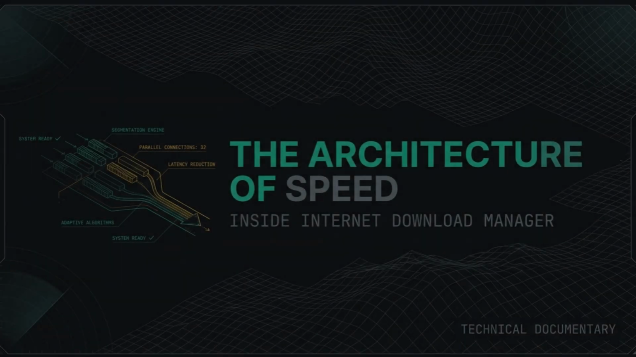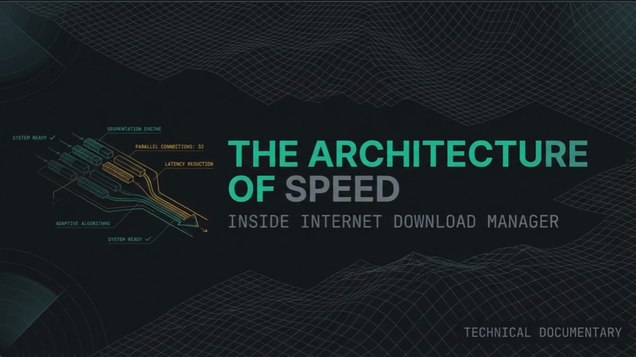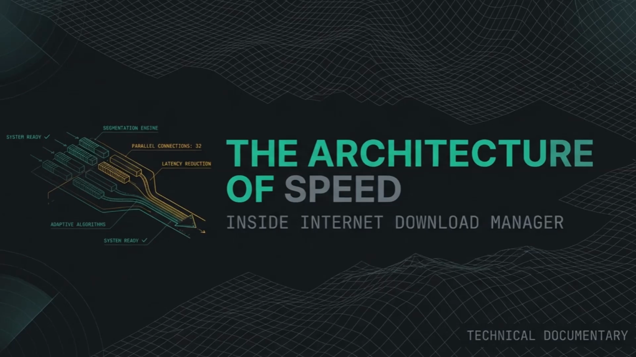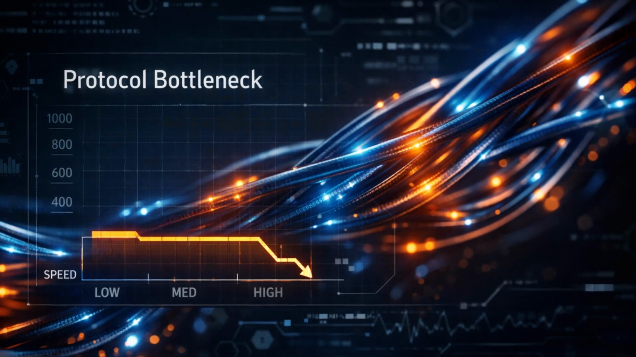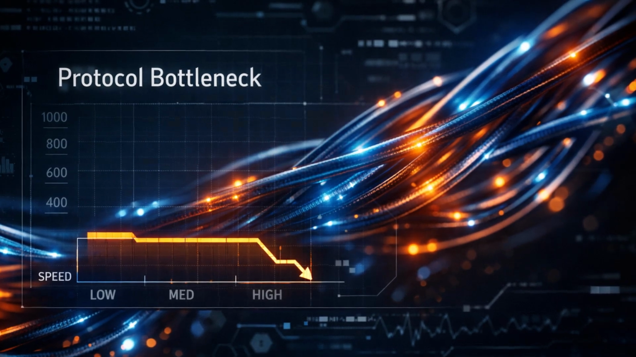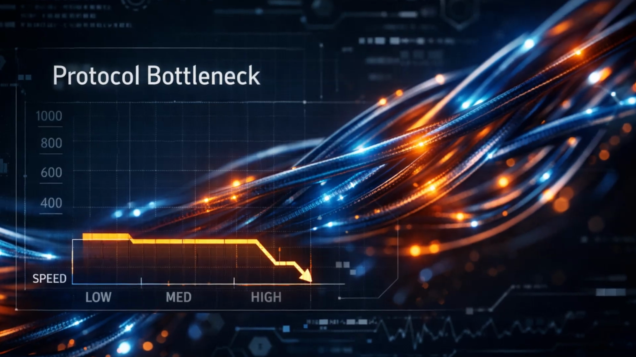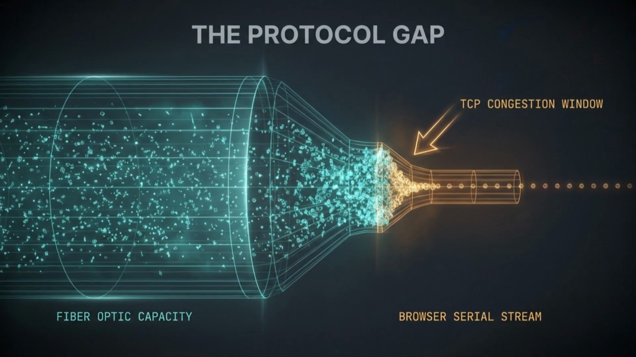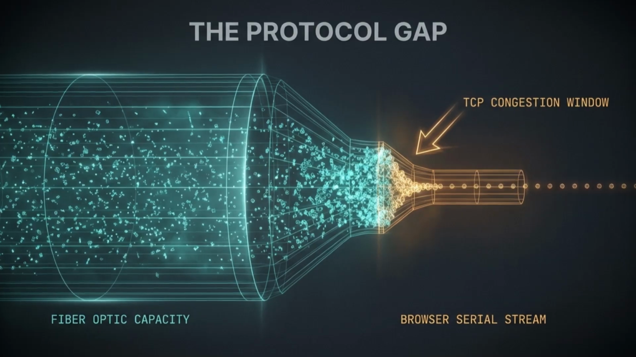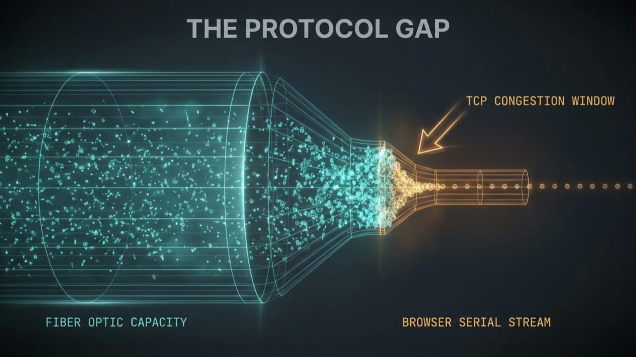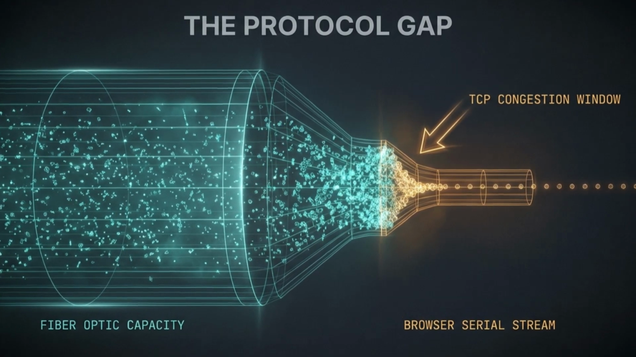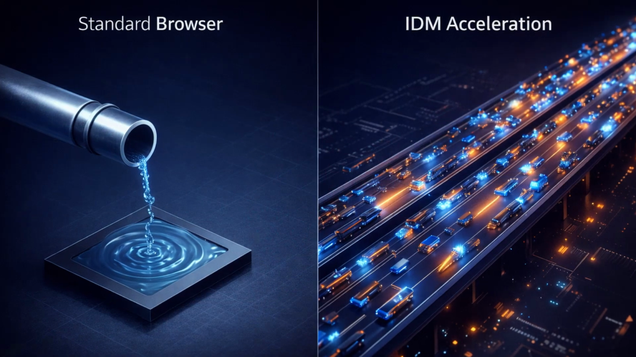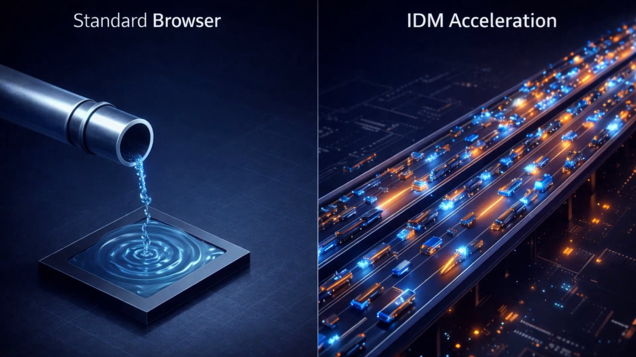In a world of gigabit fiber and NVMe storage, the bottleneck of your internet experience isn't your physical line, it's the protocol. Standard browsers utilize a single serial stream for data retrieval, leaving them at the mercy of TCP's congestion window and the high-latency tax of global routing. This is where Internet Download Manager changes the game.